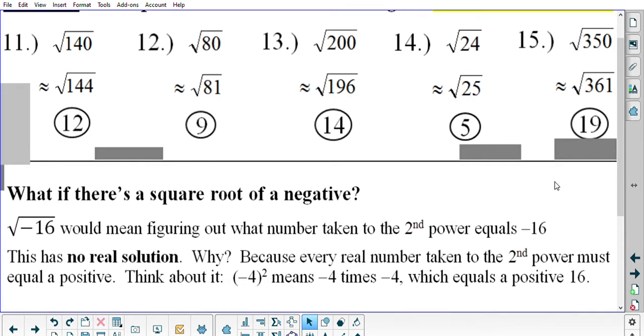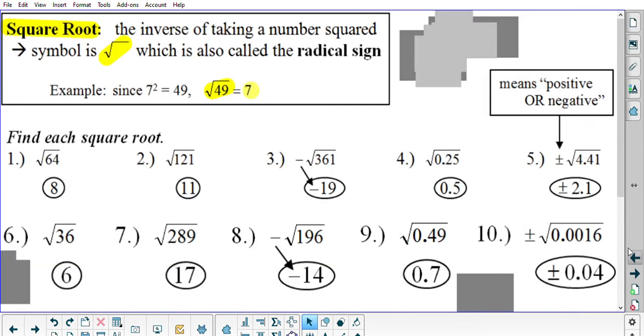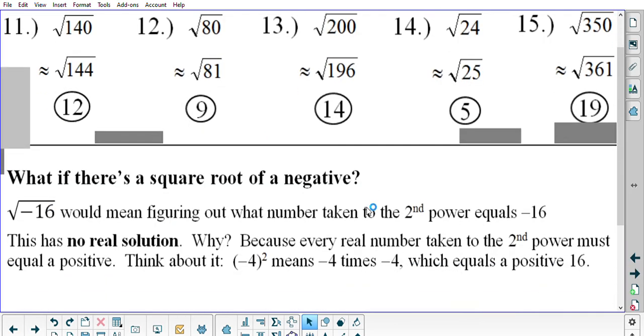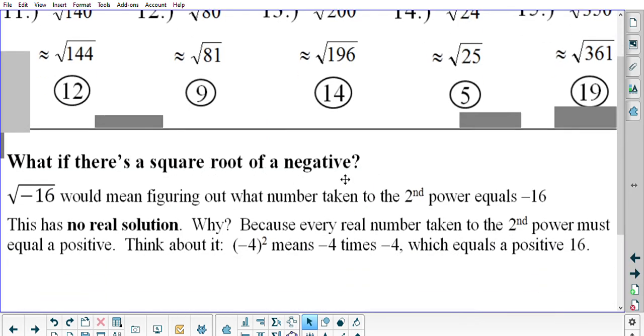Now, there's one more thing I want to talk about, and this kind of relates to problems number 3 and 8 that had the negative sign outside of the square root symbol. Follow along with me. What if there's a square root of a negative, meaning the negative is inside of the square root symbol? Then what would that do? Well, that would mean that you have to figure out what number taken to the second power equals negative 16. That has no real solution. That has no real answer.